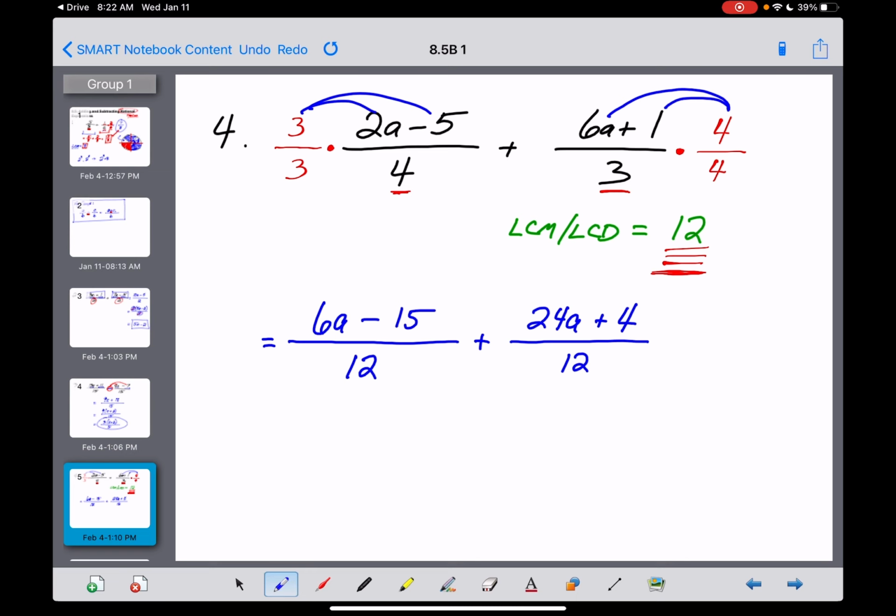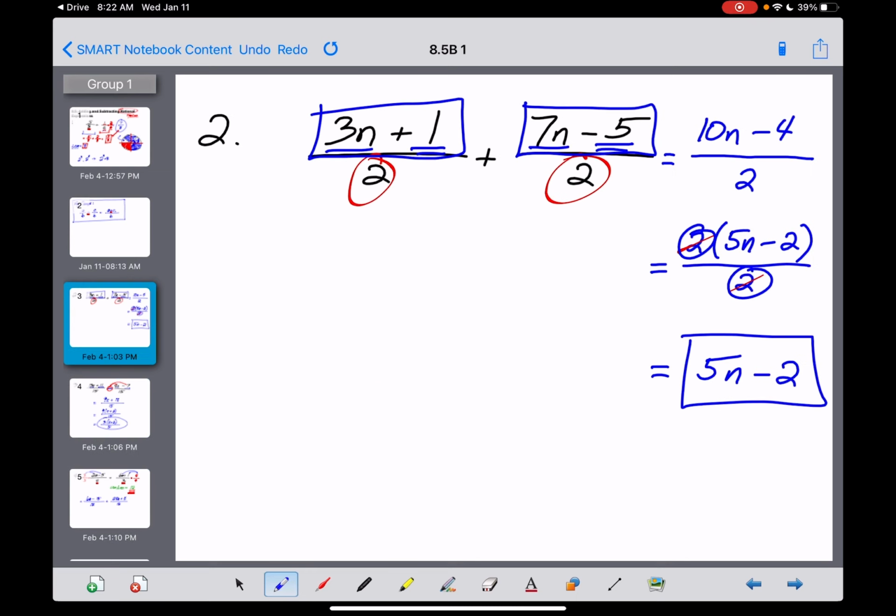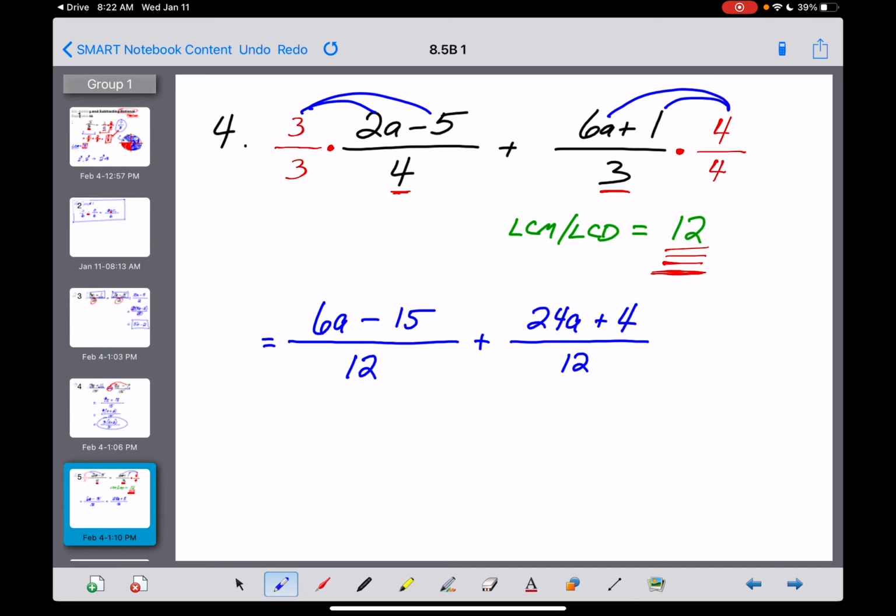And now, this problem looks a lot like the last ones that we did, where we were given two fractions already with a common denominator. So we just pick up right where we left off there. We're going to add these two numerators together. 6a plus 24a is going to give us a 30a.